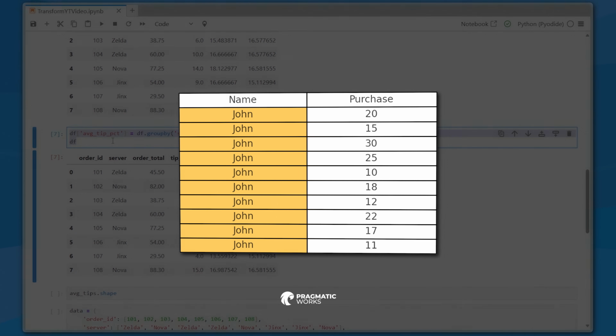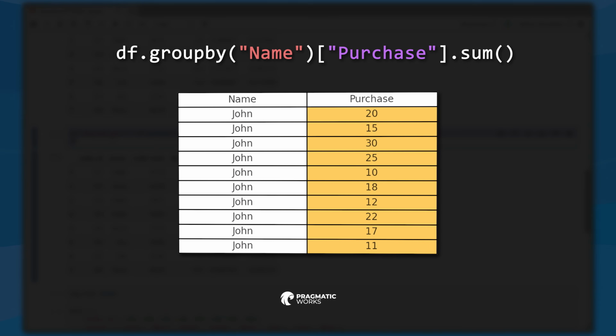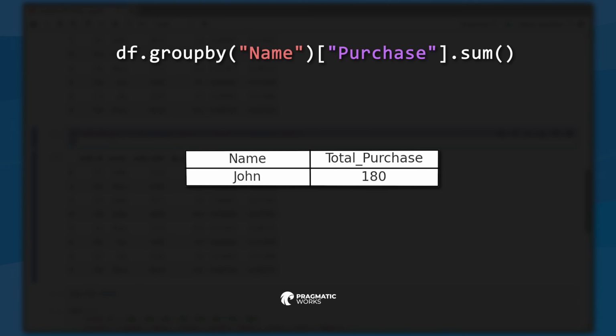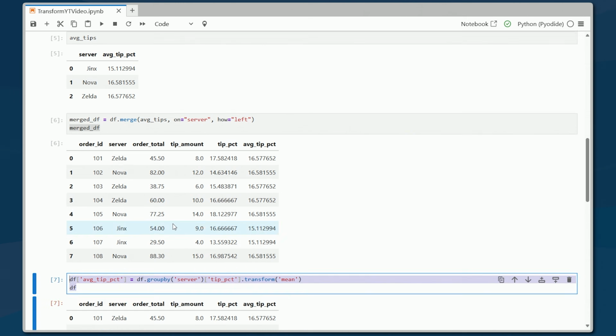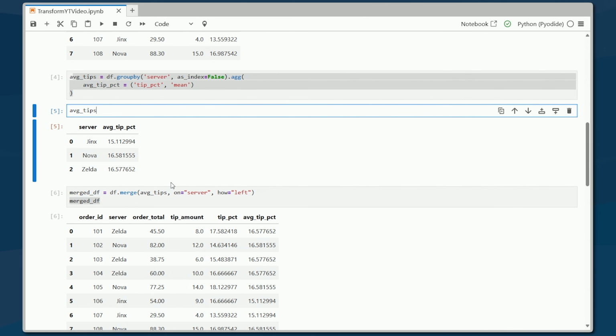And here's why we can. Remember back to that example with John, right? We've got 10 records because John purchased 10 items that day. We sum it up according to the group of our customer, and John now only shows in one row. That's what happened here with average tips. And that's why we had to merge it back in the example below.